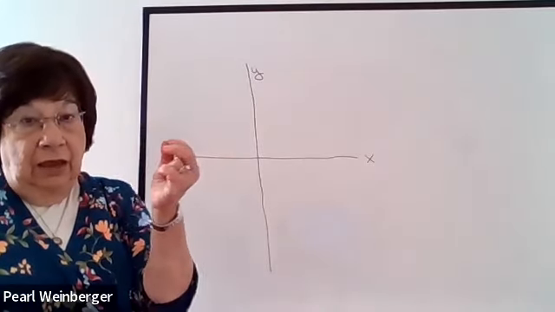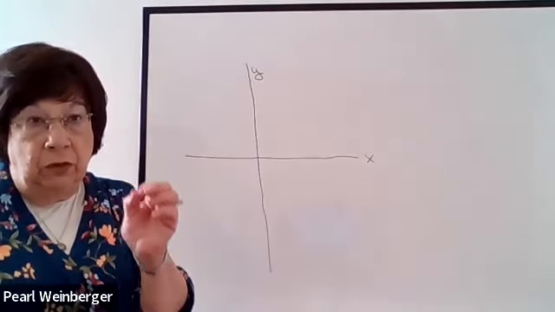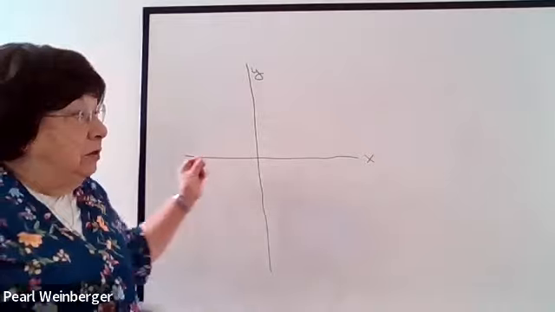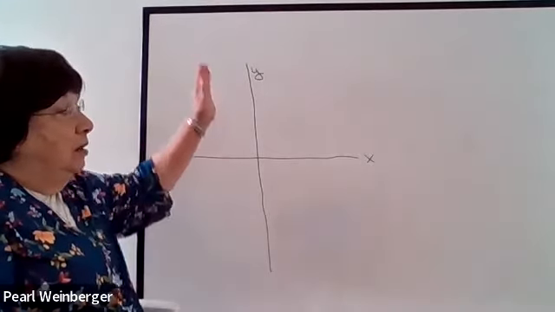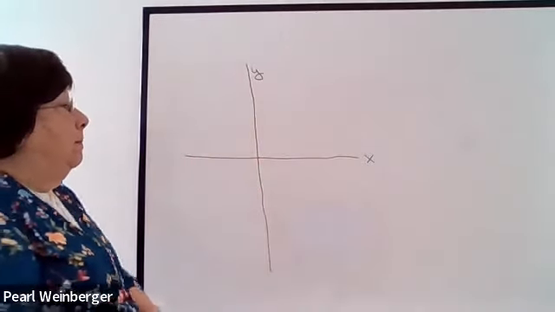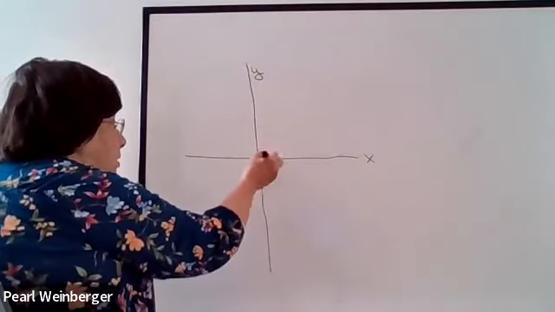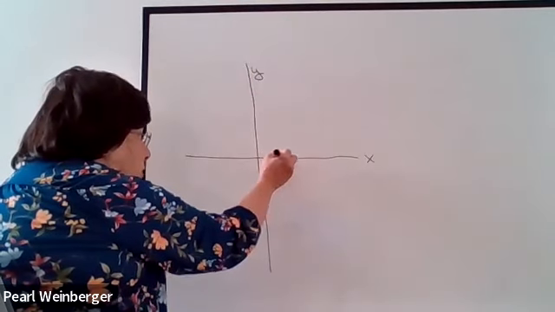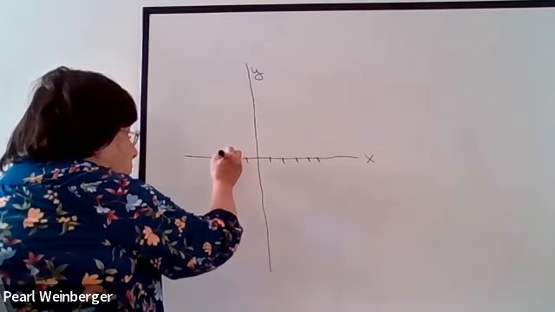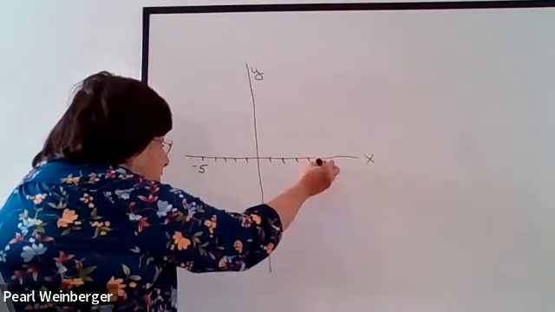It's called an ordered pair of numbers, because the first number always refers to the x or the horizontal distance. The second number always refers to the y or the vertical distance. This is horizontal, this is vertical. Let's just put some numbers here. This is 1, 2, 3, 4, 5. Here's -1, -2, -3, -4, -5. I'm just putting in some numbers so you'll have an idea of what it looks like.